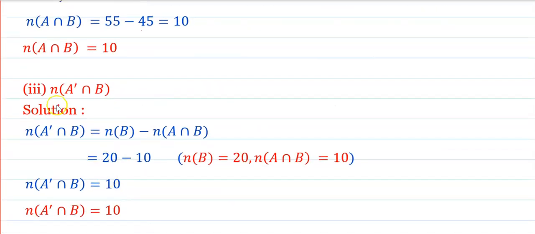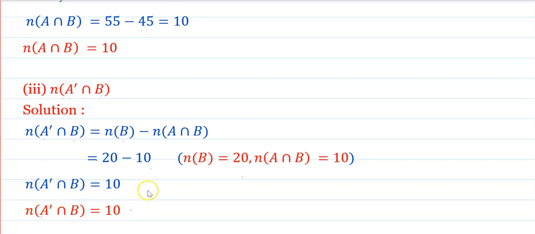Next, N of A complement intersection B. N of A complement intersection B is N of B minus their intersection. But what is N of B? N of B is 20. Their intersection is 10, and hence N of A complement intersection B is 10.